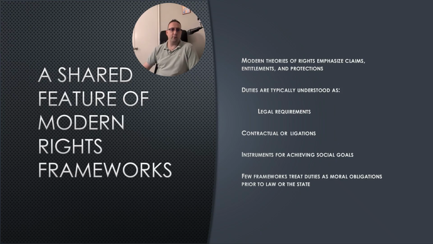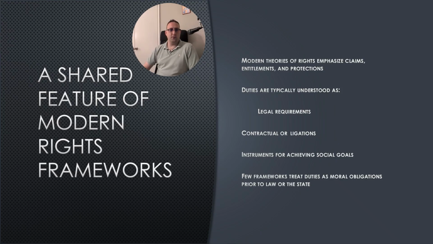Most of the frameworks that we've discussed so far emphasize very similar sets of sources of rights. Mostly claims, entitlements, and protections. So things that you're allowed to do, things that you're protected from, things that you are obligated to receive. Duties are not generally part of these frameworks. This is something very important to the subsidiary framework of rights that we're going to talk about for most of the rest of this presentation.